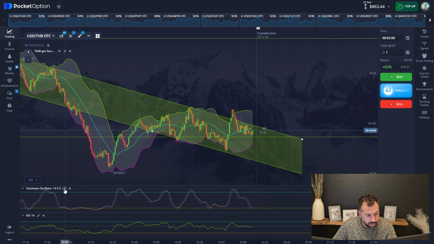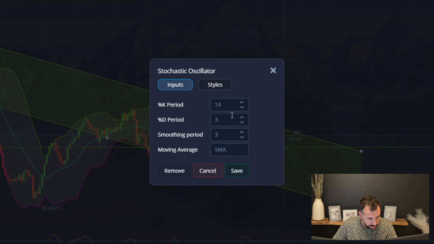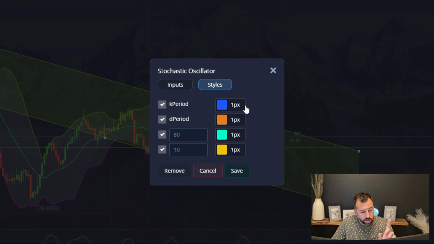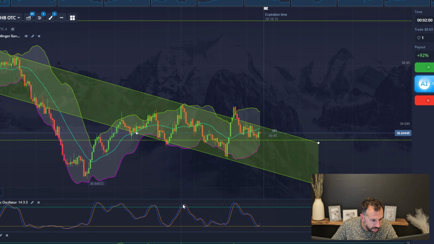And for the stochastic, in order to get it set up properly, I use the 14, 3, 3, SMA. Here's where I make a little bit of changes. I've made this an 80-10, and what I'm doing is stretching the stochastics because I really want to get an oversold and an overbought. So when we're low, odds are we're moving up. When we're high, odds are we're moving down.